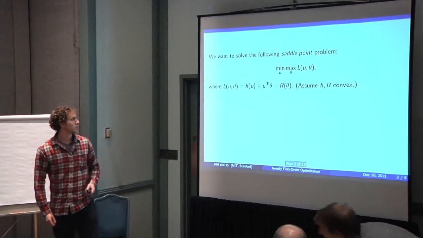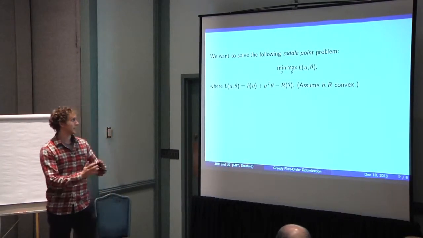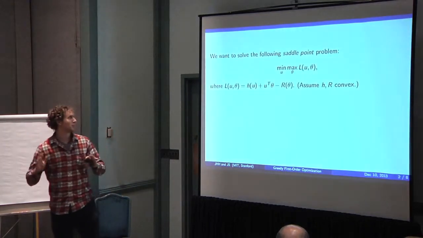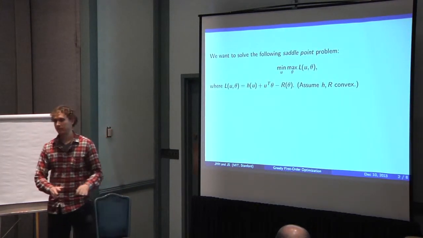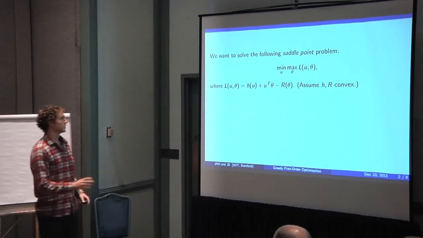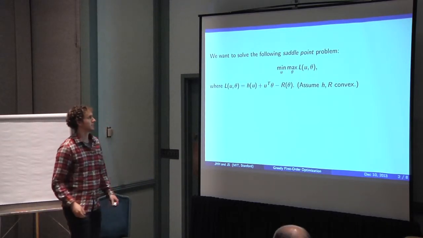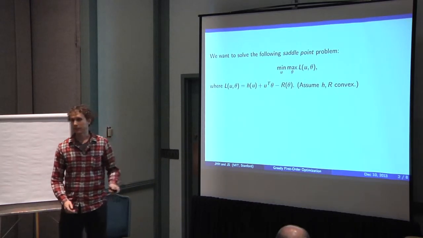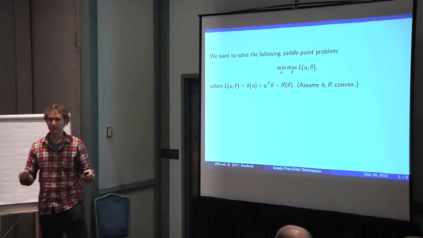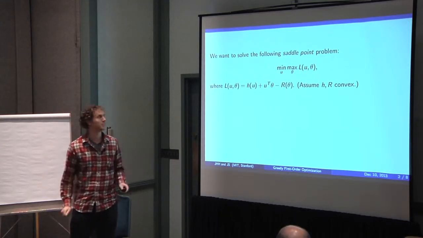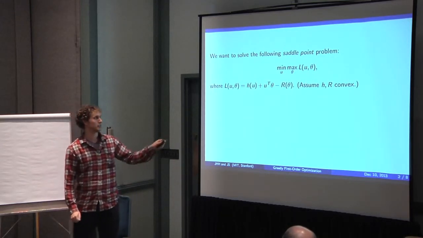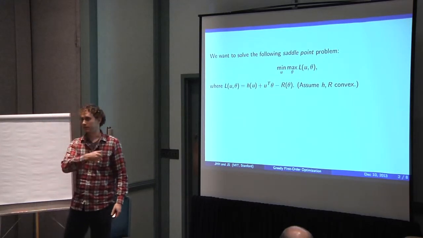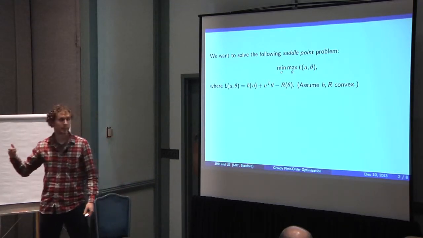So I'm just going to start by posing a problem, and I promise you eventually this is going to become Frank-Wolfe, but first let's just look at this problem. We're going to be interested in a saddle point problem. So we have some function L. You should think Lagrangian, not loss function. So we have some function L of u and theta. And we're interested in minimizing over u and maximizing over theta.